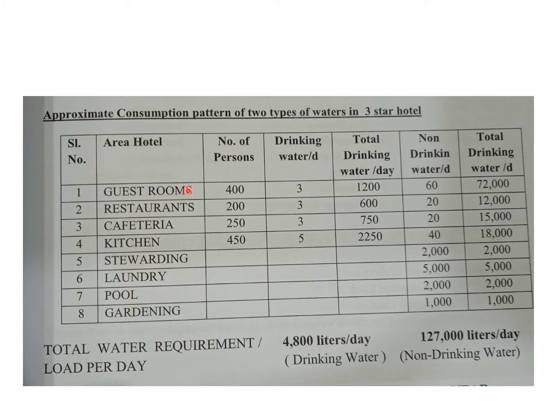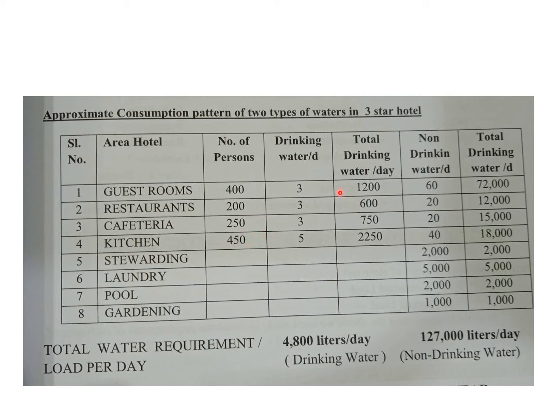So we list down the pattern of water requirement for let's say a 3-star hotel. You have guest rooms, restaurant, cafeteria, kitchen stewarding, laundry, pool and gardening, which are your major areas that require water. So in guest rooms we look at number of people. These are the person load that we are calculating over here. Restaurants, you would have maybe another 200 guests other than your guest room guests. And cafeteria, you might have 250 more people. When you talk about kitchen, you're talking about the total employees as a whole, so maybe about 450 people over there.